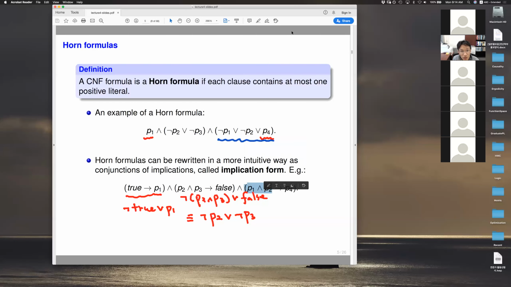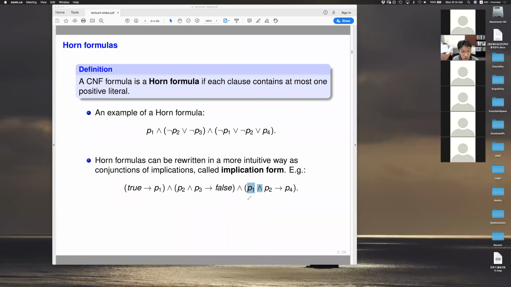No, that corresponds to the formula here. Then you can see that all the negative literals appear on the left-hand side of the implication, and then they all get combined using conjunction. The positive literal, which is going to be either exactly one or nothing, will appear on the right-hand side of the implication. Okay, erase all of these.